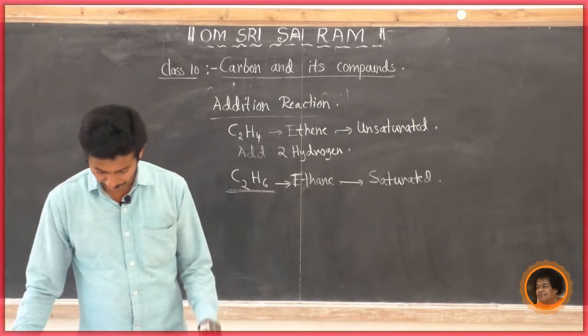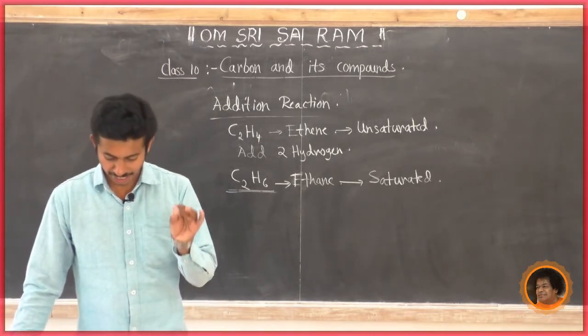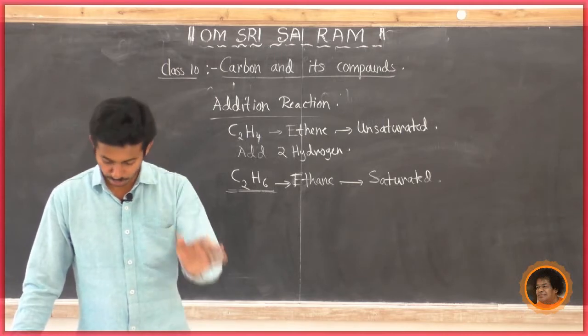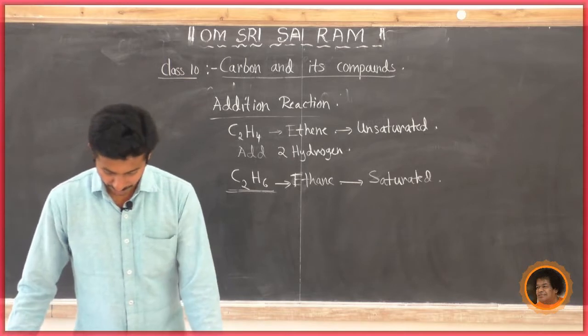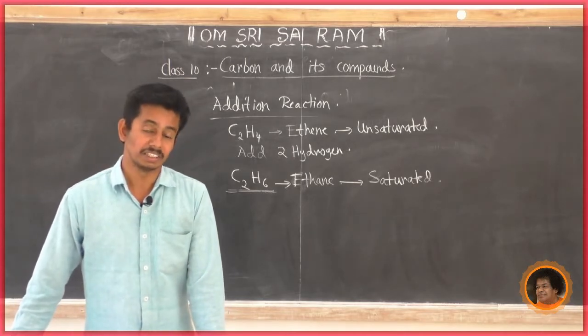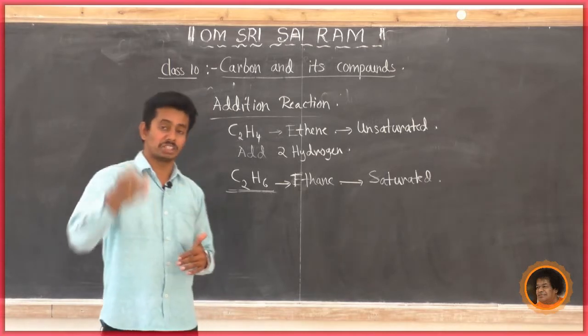What do you mean by catalyst? Catalysts are substances that cause a reaction to occur or proceed at a different rate without the reaction itself being affected. It means they increase the speed of the reaction.